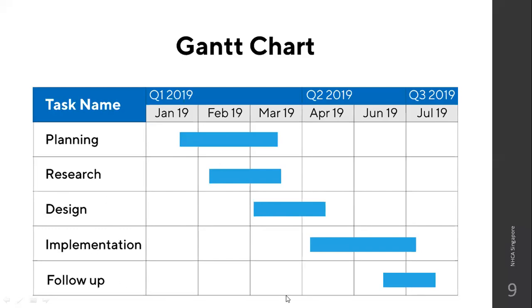But in a Gantt chart, they will not show how follow up is related to planning. Planning will be the first step, but how it is directly related to follow up is not shown in the Gantt chart.